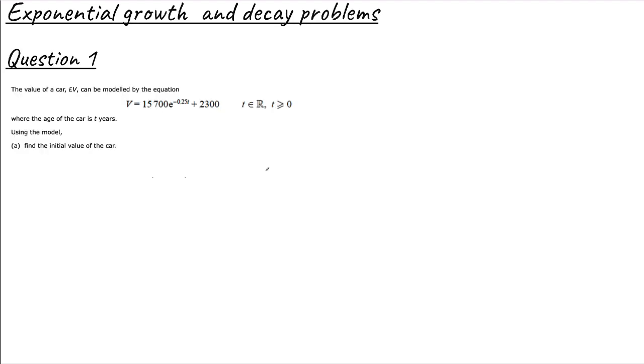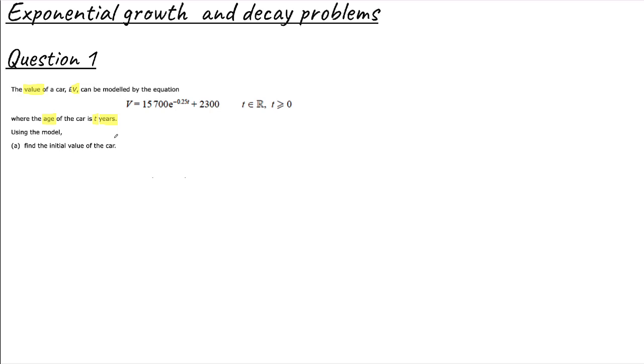In this video, we're going to be discussing exponential growth and decay problems. Let's look at this exam question. It says, the value of a car V can be modelled by this equation. This says that t is a real number, t is greater or equal to 0. It says where the age of the car is t years. So V stands for the value and t stands for the age of the car in years.